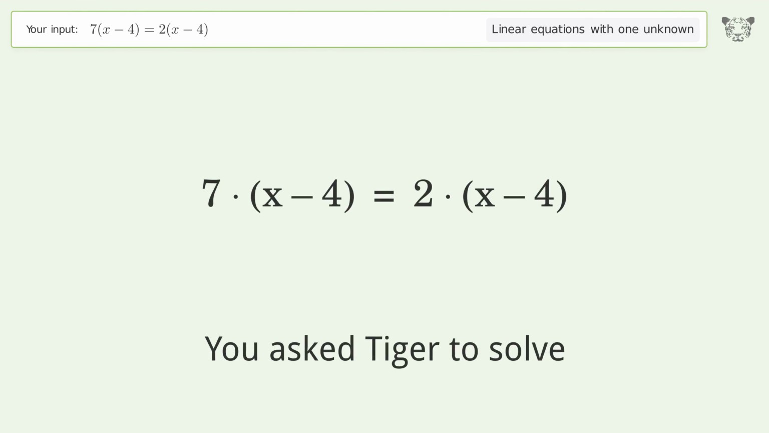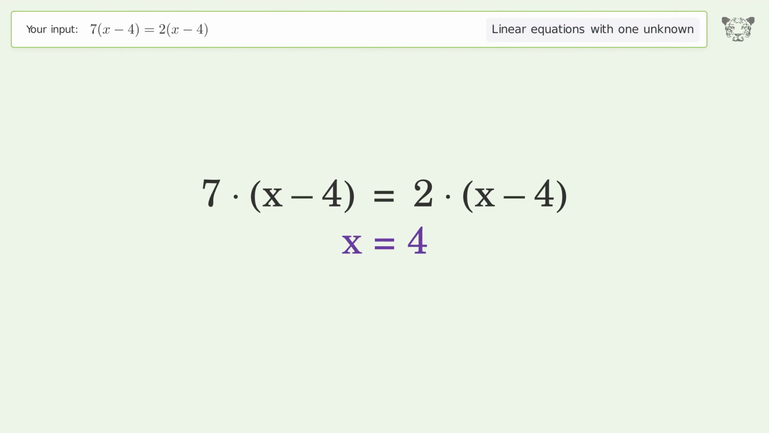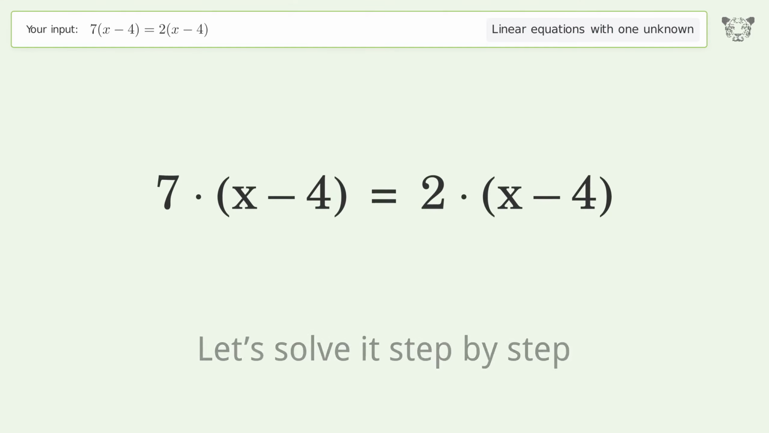You ask Tiger to solve. This deals with linear equations with one unknown. The final result is x equals 4. Let's solve it step by step.